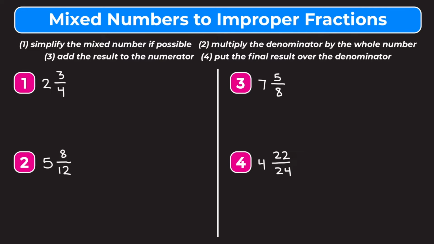So to convert mixed numbers to improper fractions, we're going to follow the 4 steps at the top of our screen. We're going to simplify the mixed number if possible. Then we want to multiply the denominator by the whole number. We're going to add the result to the numerator and put that final result over the denominator.